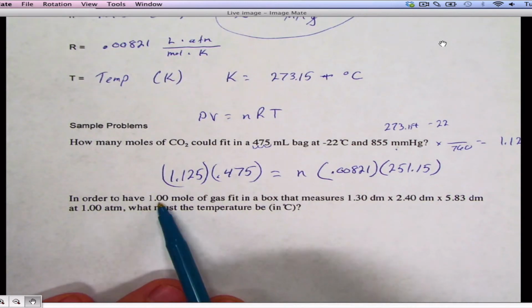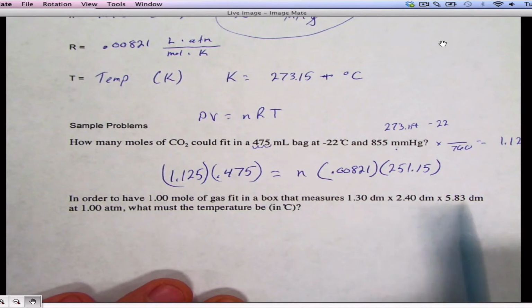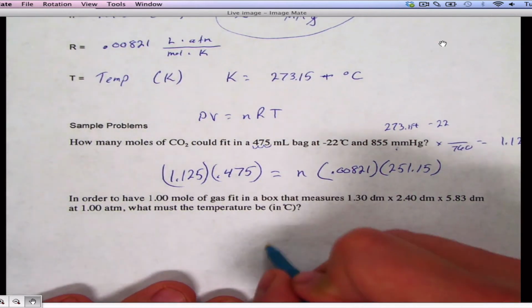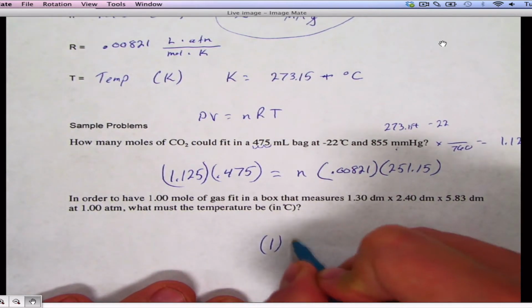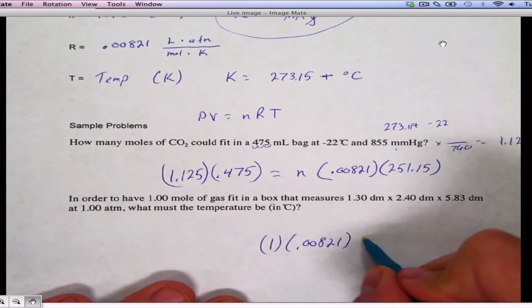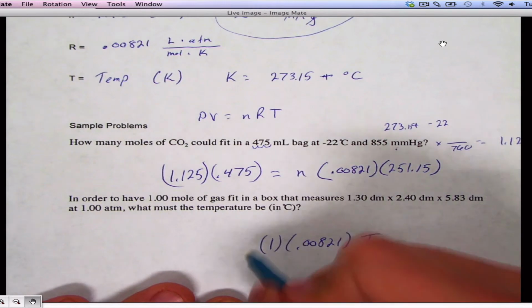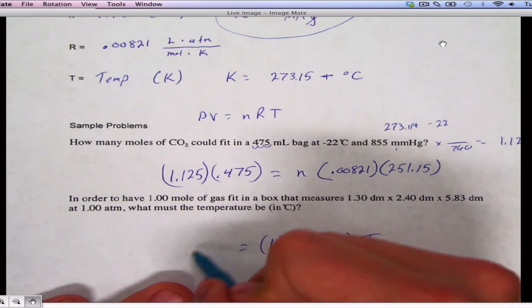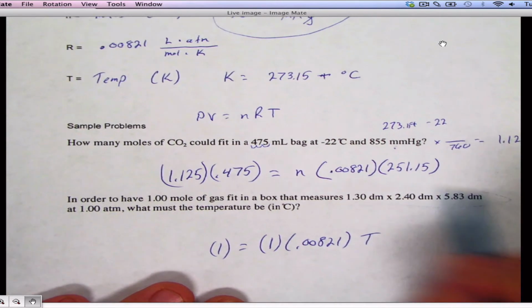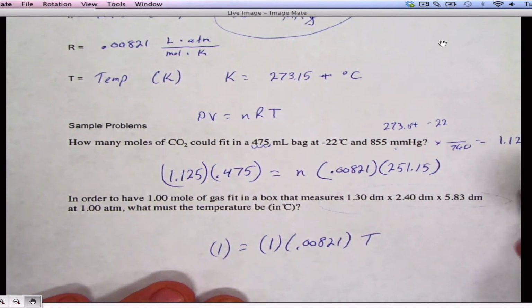In order to have 1 mole of gas fit into a box that measures this at 1 atmosphere, what must the temperature be? We're given moles, so we have 1 mole. We know our constant, 0.00821. We don't know our temperature. It's equal to 1 atm. That's easy. And then our volume is length times width times height. And just so you know, a decimeter cubed is equal to 1 liter.